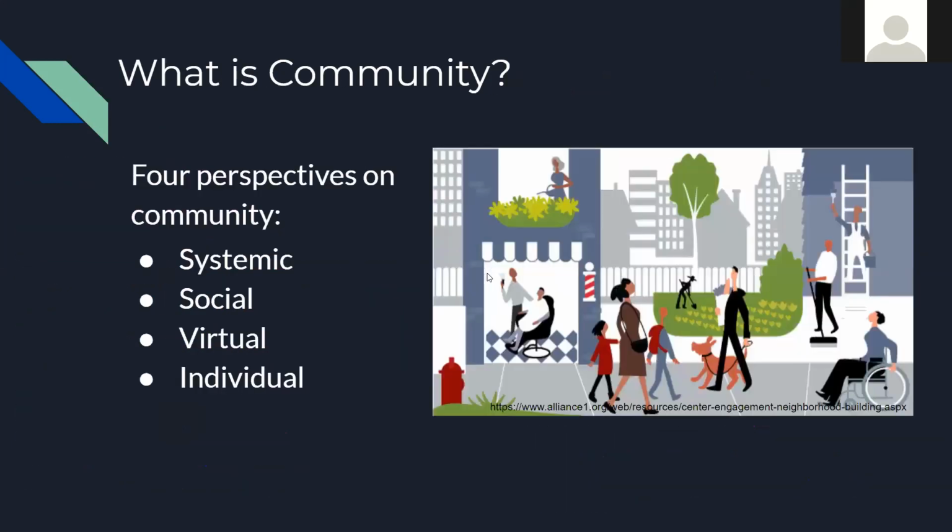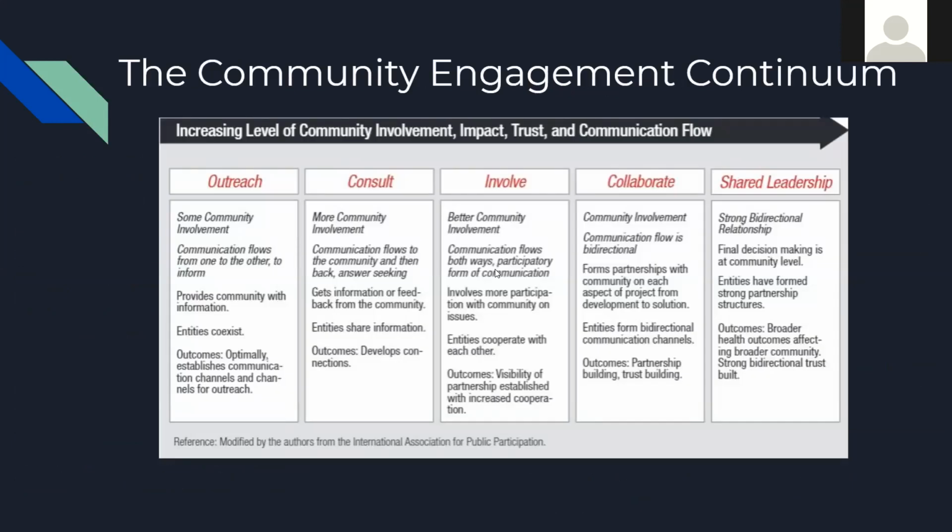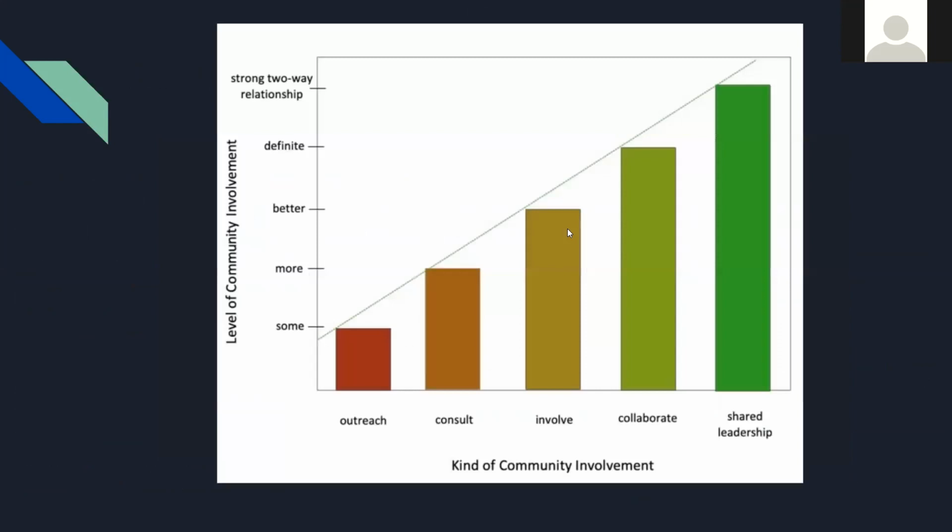You can kind of look at community engagement as unfolding on a continuum. So as it says at the top of this slide, obviously, there is increasing level of community involvement, impact, trust, and communication flow. At the top of each of these columns, we have five forms of community involvement and engagement: outreach, consult, involve, collaborate, and shared leadership. On the next slide, I'm going to go into this more.